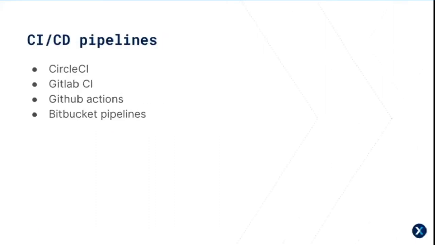There's many different services for this, like Circle, GitLab, GitHub Actions, Bitbucket Pipelines, and they all pretty much do the same thing, just with different syntaxes and slight variations here or there. So use whatever is easiest for you. If you're already using GitLab, then use GitLab CI, or take your pick, doesn't matter.